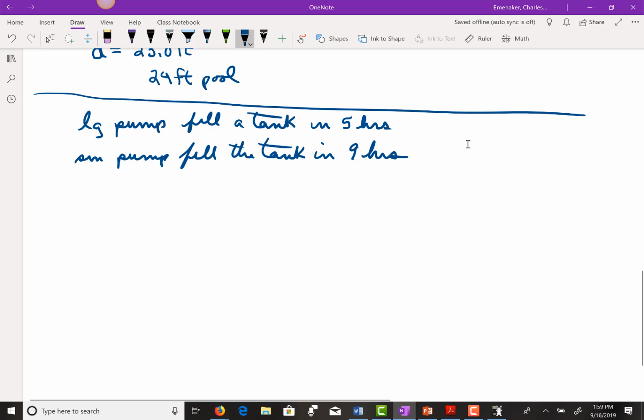So he throws both pumps into the pond and uses them both to fill the tank. How long is it going to take to fill the tank now?